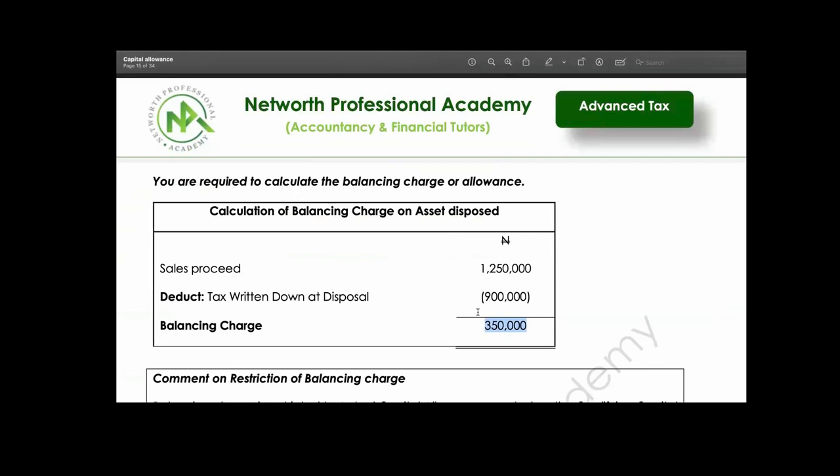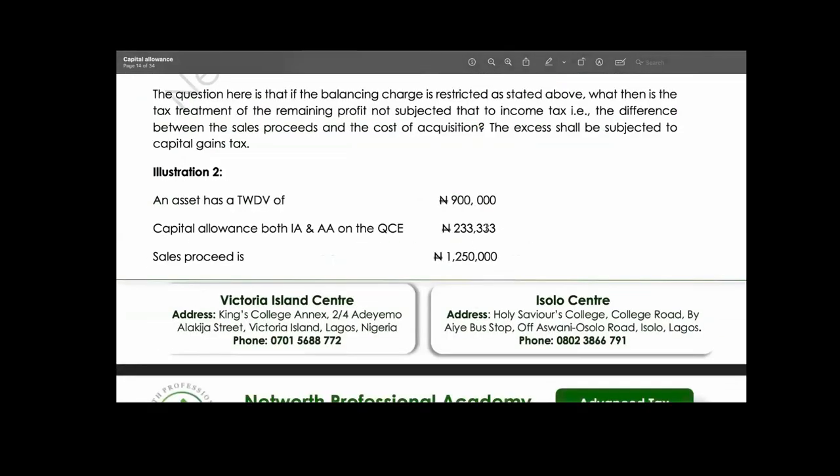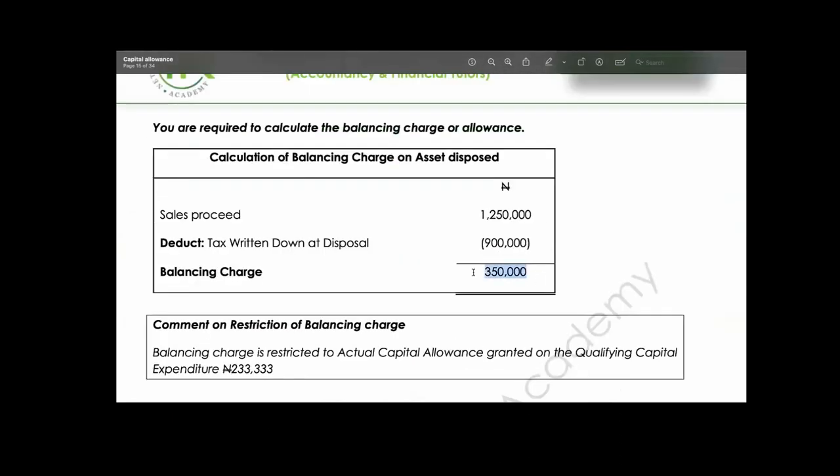Now, if that is the case, we also said that your balancing charge shall not be more than total allowance claimed on the assets. How much is total allowance claimed on these assets? 233,000. How much is the balancing charge that we calculated? 350,000. Therefore, balancing charge shall be restricted to the total allowance claimed on the assets, because balancing charge is subject to income tax of the company. So the company usually adds this back as part of their income, which is going to generate the tax.